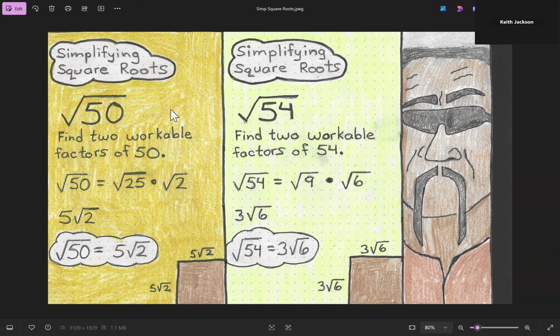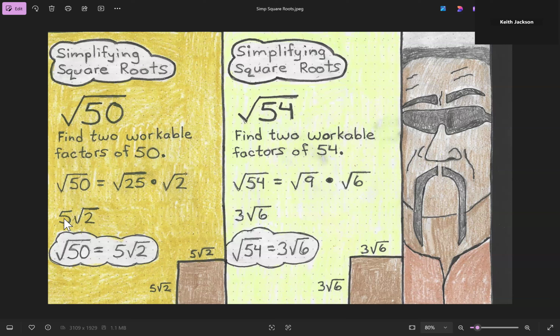But if you want to get a more exact measurement of the square root of 50, we can break 50 down into two workable factors. In order to find two numbers that multiply to 50, we can use 2 and 25. The reason we want to use 2 and 25 is because 25 is a ready square root for us to solve. So we can say that the square root of 50 is equal to the square root of 25 times the square root of 2. And we know that the square root of 25 is 5.